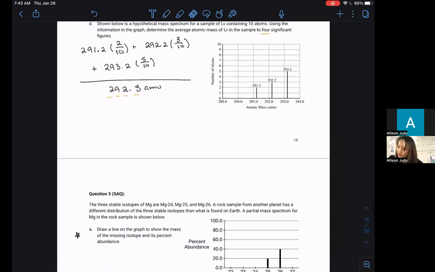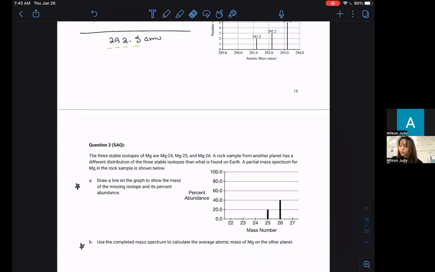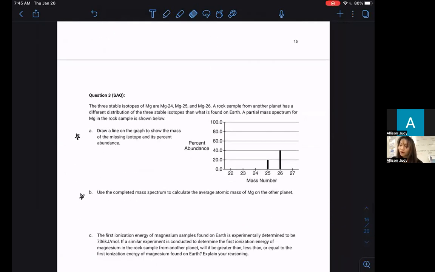Okay, so let's go ahead and move on to question 3, another short FRQ that as a whole should take you about 9 minutes to do. However, since we are just at the beginning stages of our learning, we're only going to do part A. The background is that the 3 stable isotopes of magnesium are magnesium 24, magnesium 25, and magnesium 26, and that there's a rock sample taken from another planet with a different distribution of these isotopes. So we have different relative abundances on another planet. A partial mass spectrum for the magnesium in the rock sample is shown below. Draw a line on the graph to show the mass of the missing isotope and its percent abundance.